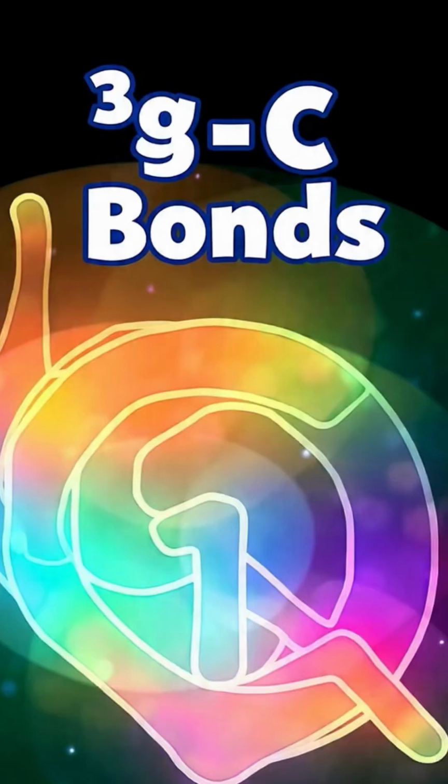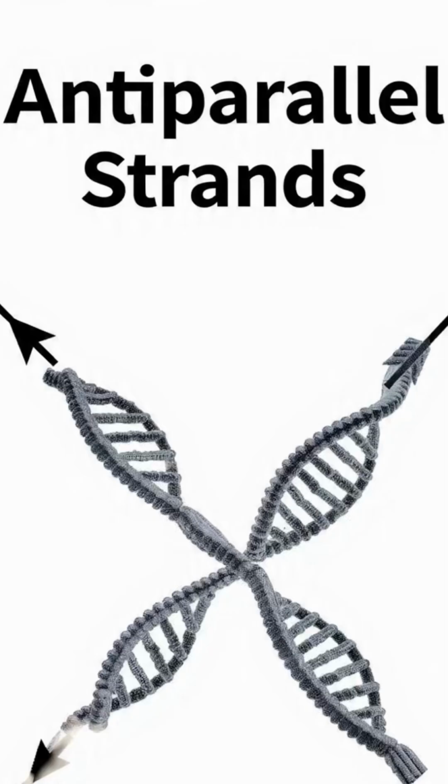A and T are connected by two hydrogen bonds. Hydrogen bonds are weak individually, but together they provide stability. G and C are connected by three hydrogen bonds. Because GC has three bonds, it is slightly stronger than A and T. This difference affects DNA stability.